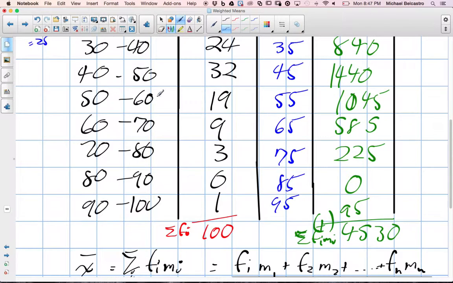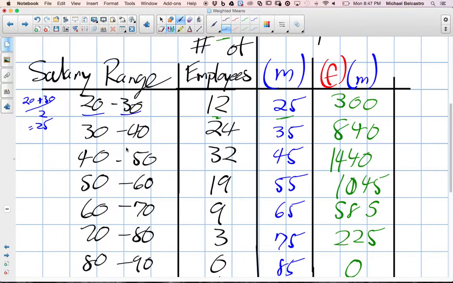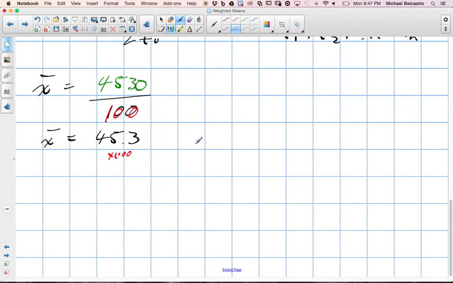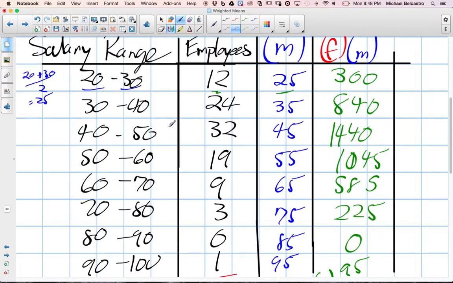So in other words, and this is probably in thousands, the salary range is probably not $20 and $30, it's probably $20,000 and $30,000. So the average salary, if it's in thousands, we would technically multiply this by 1,000 after to find out the true value, and it would be $45,300. Yeah, $45,300 would be the average grouped mean of all of this data.